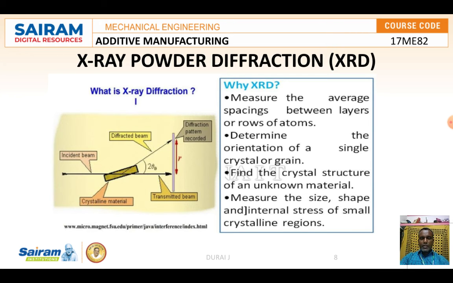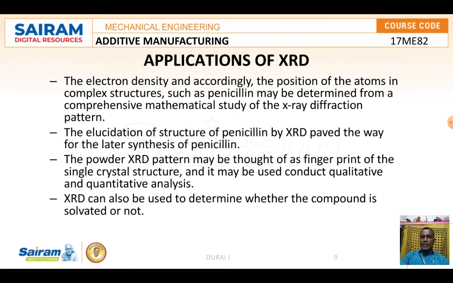XRD is mainly used to measure the average spacing between layers or rows of atoms. It also determines the orientation of a single crystal or grain, and finds the crystalline structure of unknown material. It also measures the size and shape of small crystalline regions and internal stress.